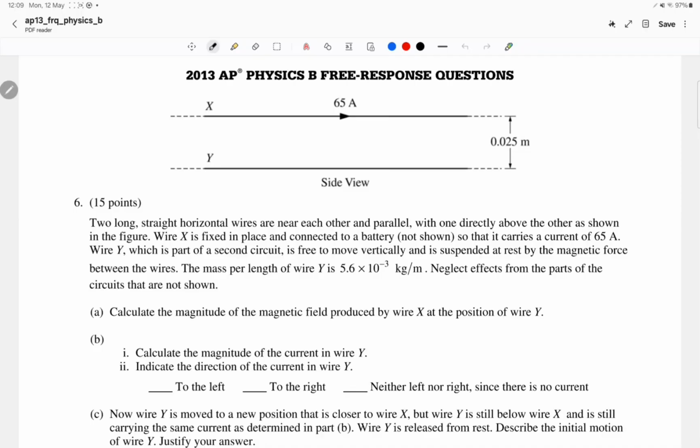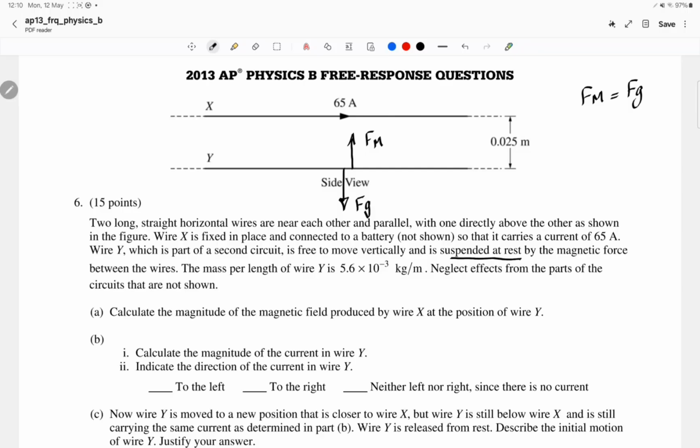They did not say that gravitational forces are to be neglected. That means that wire Y is getting pulled down by the gravitational force. Yet it is suspended at rest, meaning that the magnetic force is pulling it up, and the magnetic force is equal to the gravitational force.